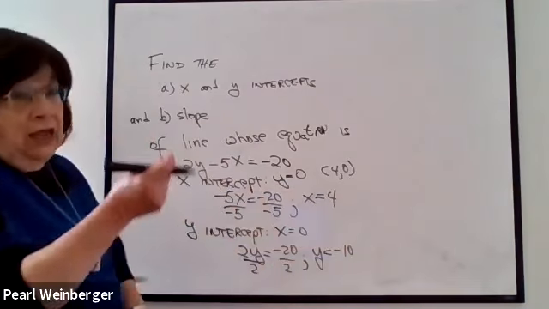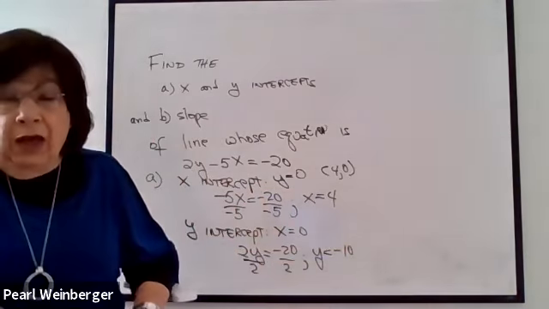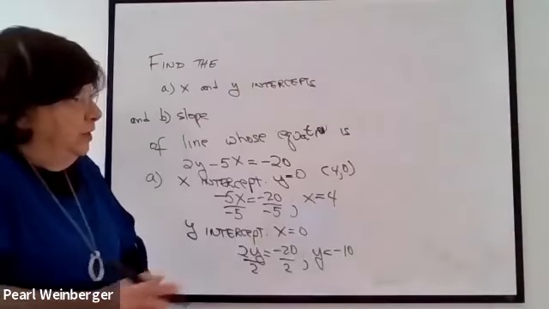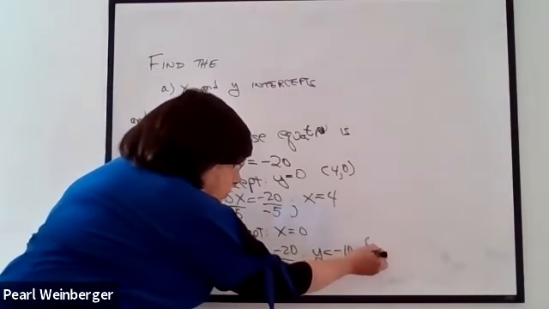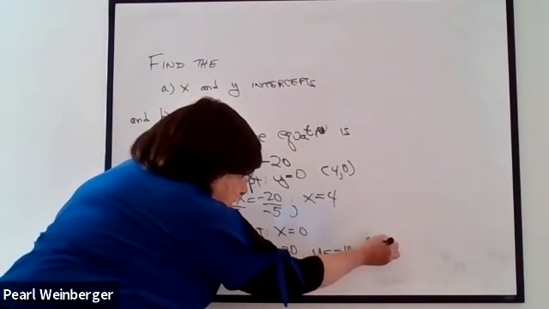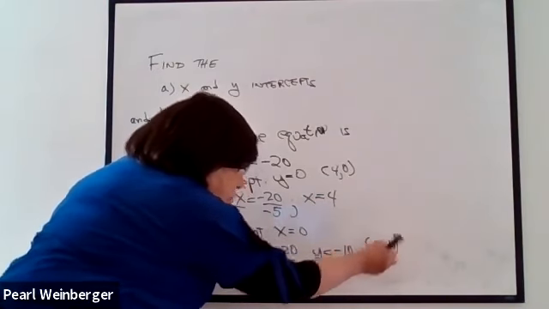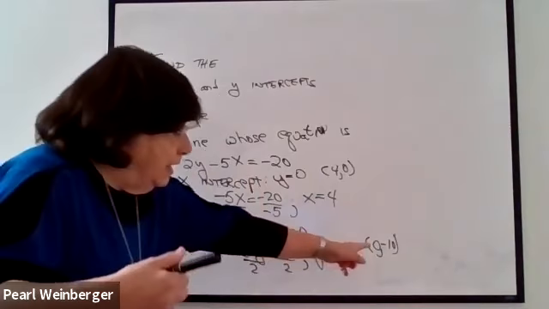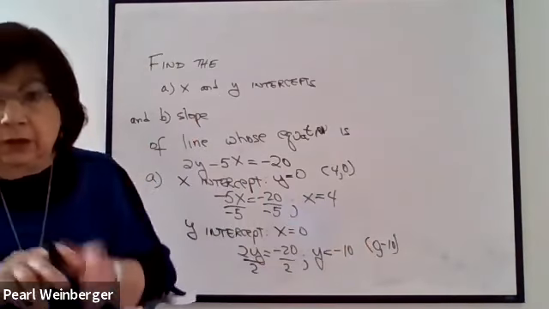And you can say the y-intercept is negative 10, though the more correct way to say it is to say the y-intercept is (0, negative 10), because in order to be a y-intercept, the x has to be 0.